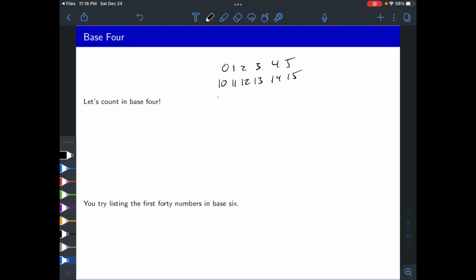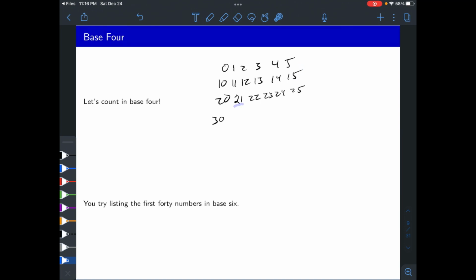After 1, 5, I can make another group of 6. So 2, 1, 2, 2, 2, 3, 2, 4, 2, 5, 2, 6. So far I have 18 numbers. And then I would do 3, 0. Oh, I messed up. Sorry. 2, 6 does not make sense. I forgot to write 2, 0. So after 1, 5 comes 2, 0 base 6.